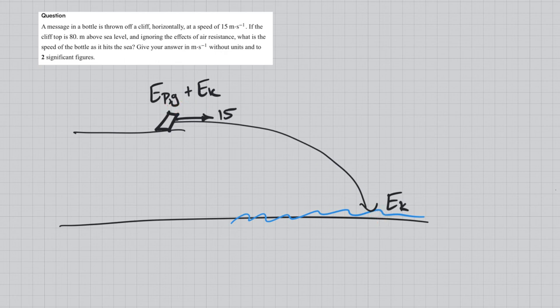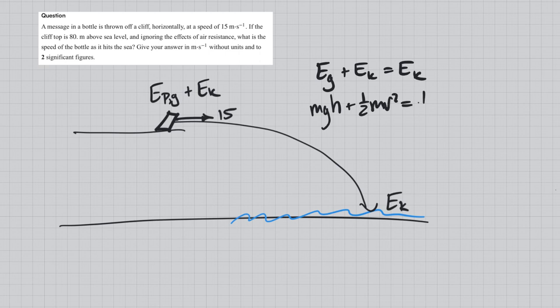So our equation is going to be energy gravity plus energy kinetic equals energy kinetic. So we're going to have mgh plus 1/2 mu squared equals 1/2 mv squared, where u is my initial velocity, and v is what we're solving for, the final velocity. One thing we can do is cancel out our m's. It doesn't give us the mass of the bottle, and that's okay because the masses all go away, and I'm simply going to solve for this final v.